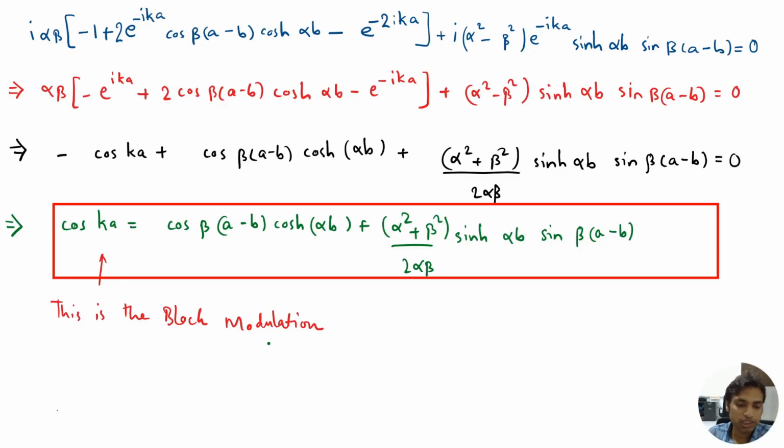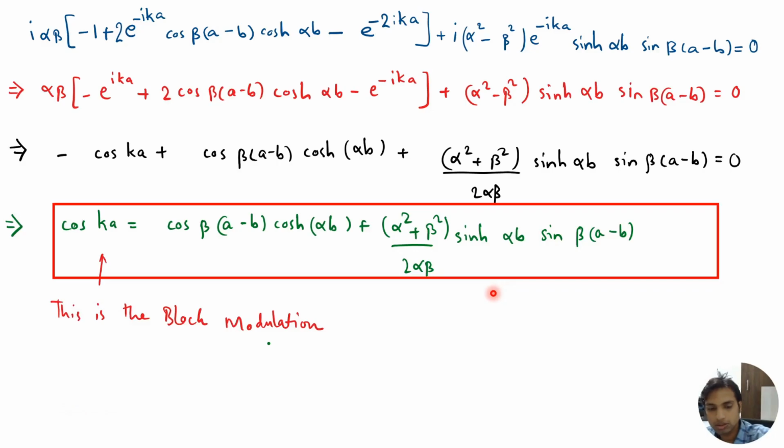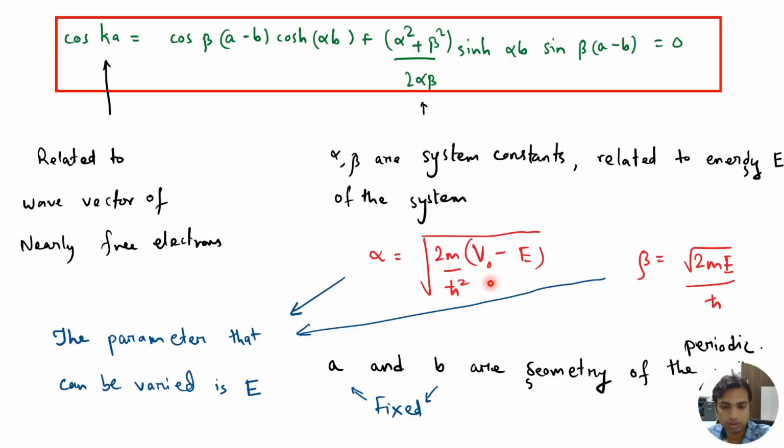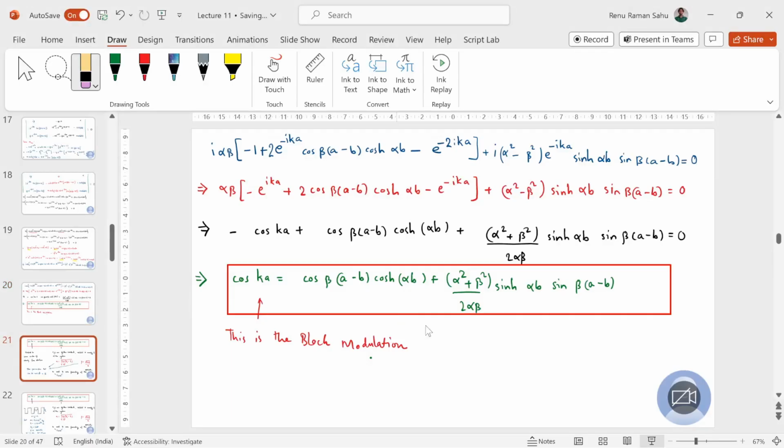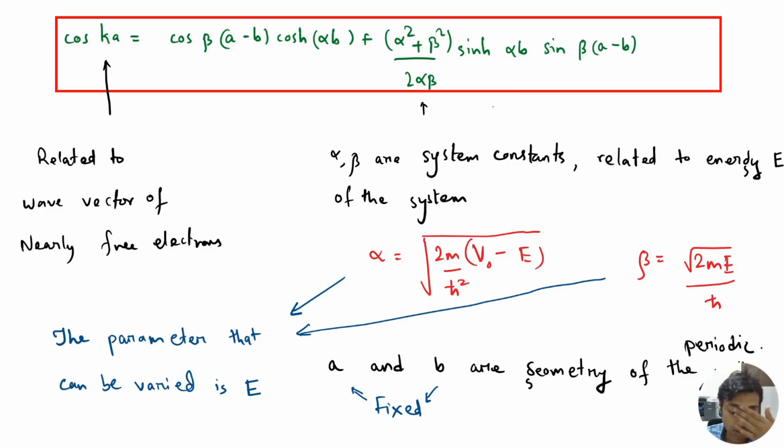So this is what you get after all the simplifications. Here also. Sir, can I go to the previous slide? The last expression. Yeah, this is the same expression. Okay. Cos beta e minus b.